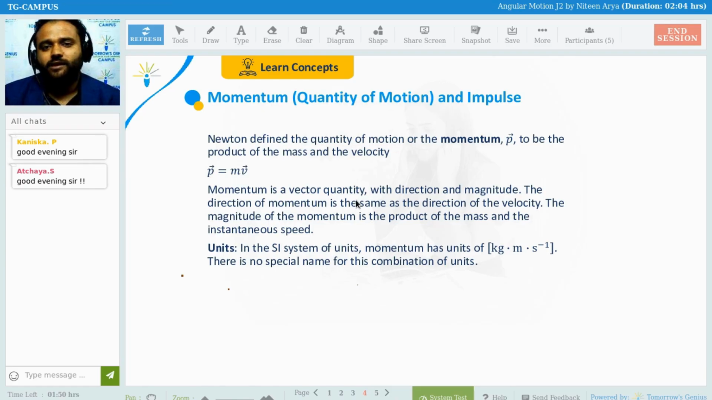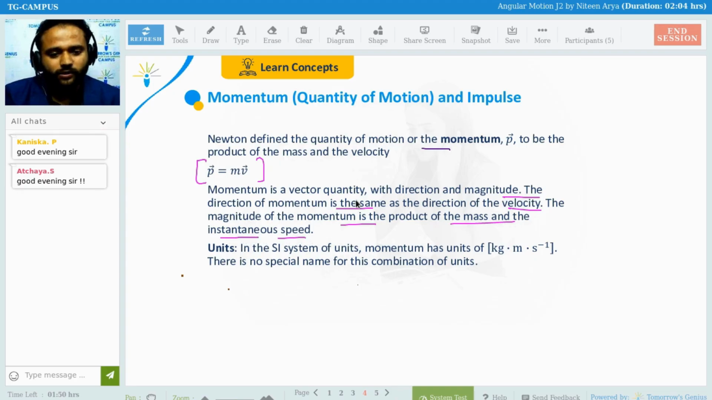So momentum, what is momentum? That is a quantity of motion, a physical quantity which defines the motion of any particular object. Newton defined the quantity of motion or momentum P to be the product of the mass and the velocity. Momentum is a vector quantity obviously because velocity is a vector quantity, with direction and magnitude. The direction of momentum is the same as the direction of the velocity because mass is a scalar. The magnitude of the momentum is the product of the mass and the instantaneous speed, or you can say velocity.